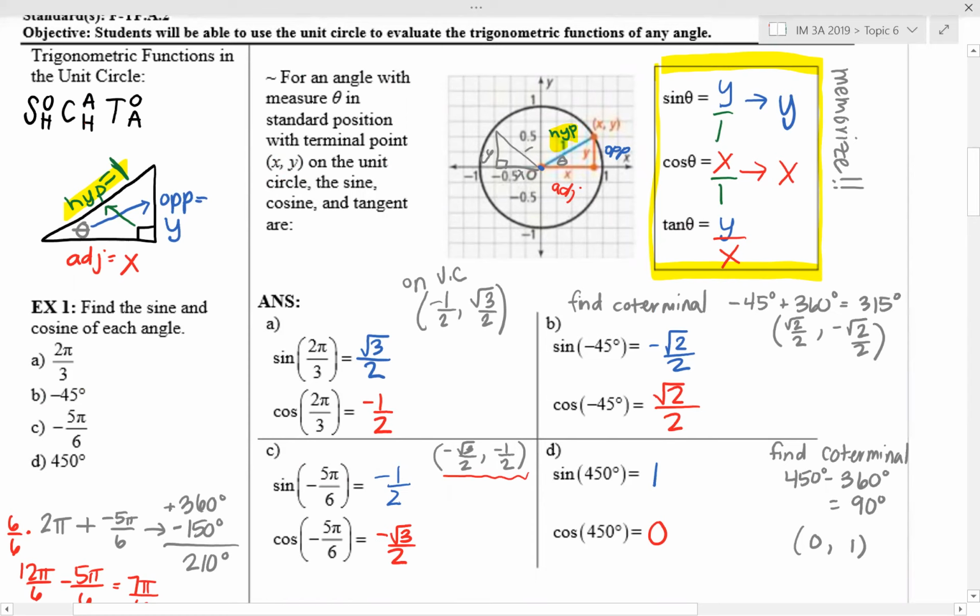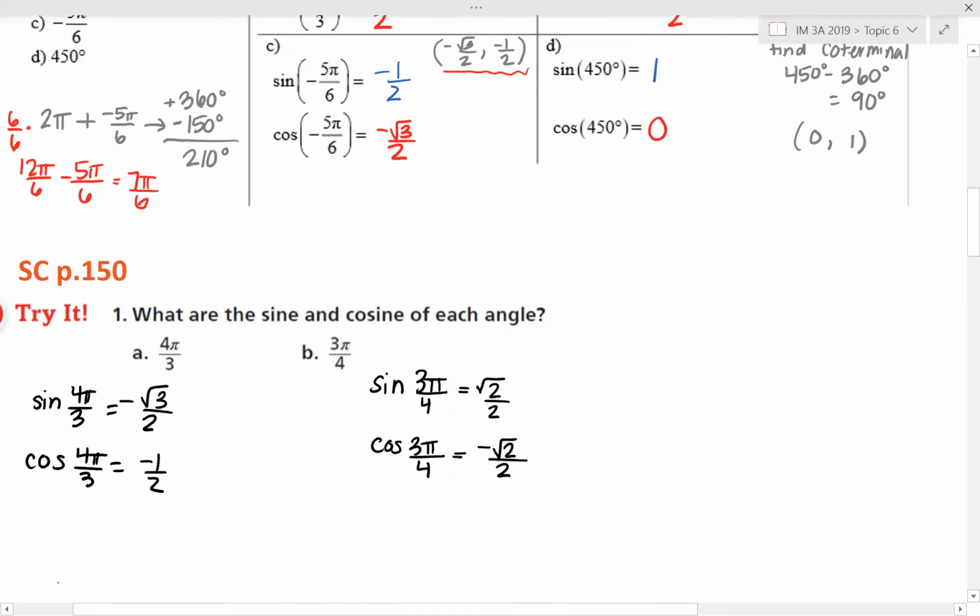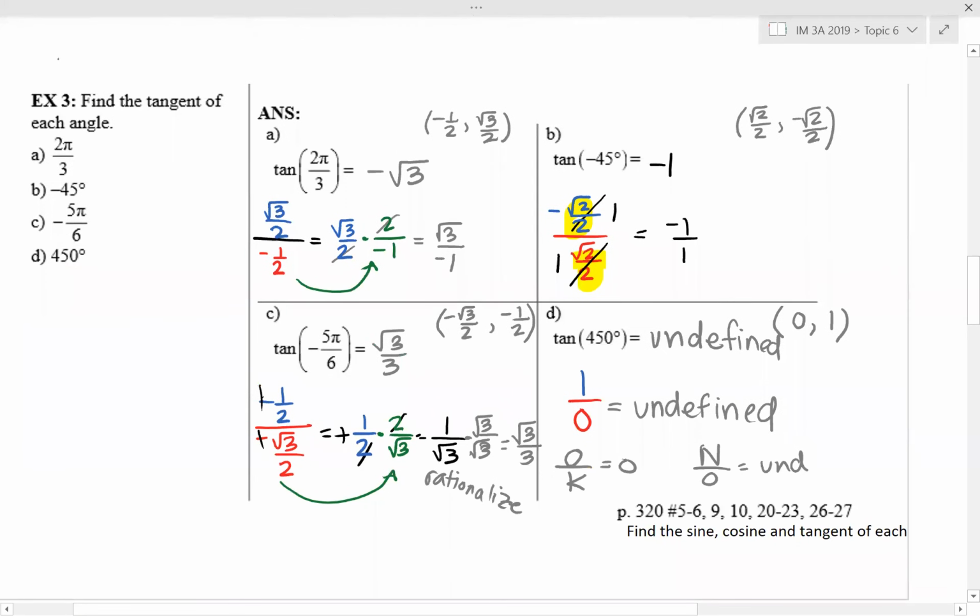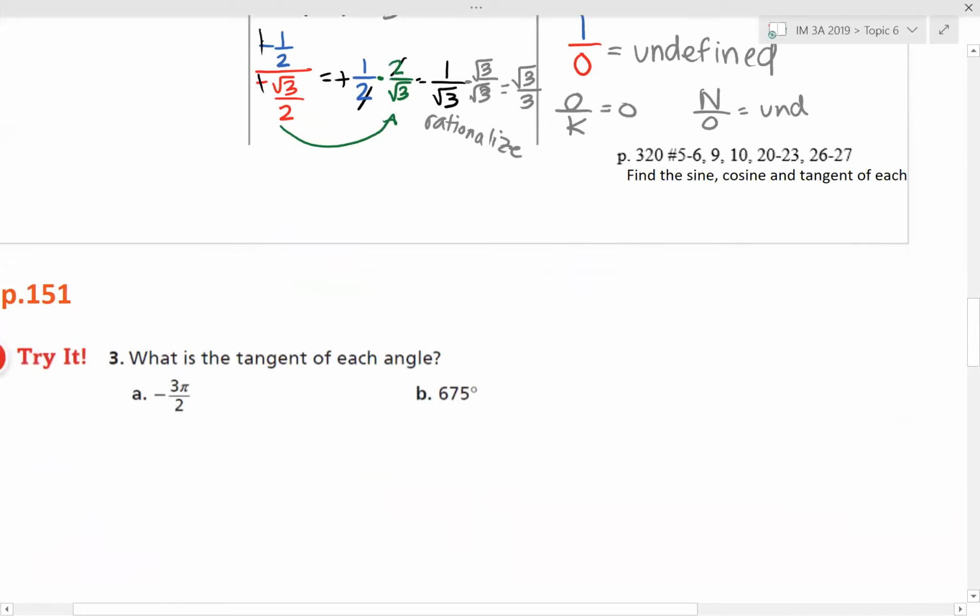Then to find tangent, we're dividing the y coordinate by the x coordinate, and you always simplify. So if you on a quiz just tell me that tangent of 2 pi over 3 is radical 3 over 2 over negative 1/2, you will miss that question. So make sure that you are simplifying and not just writing it as a complex fraction. So that's never an okay answer.